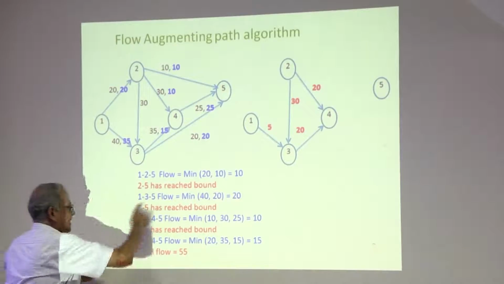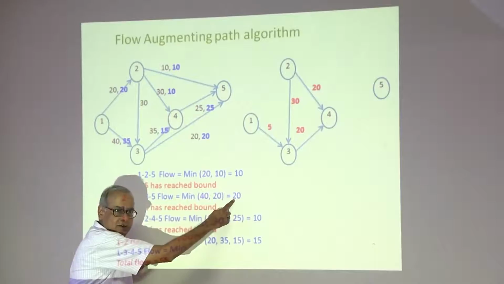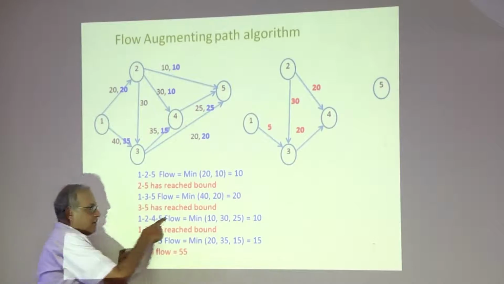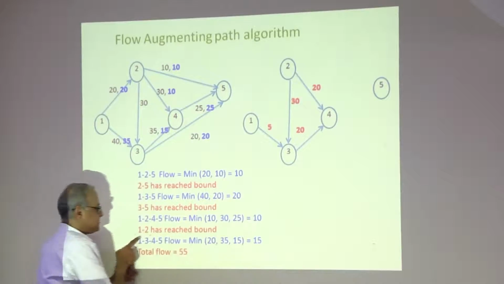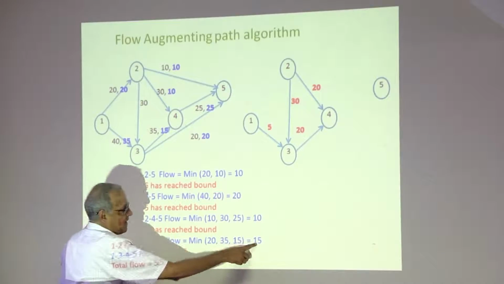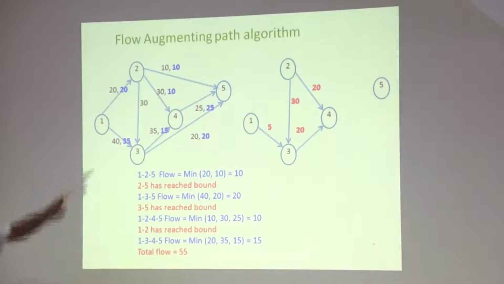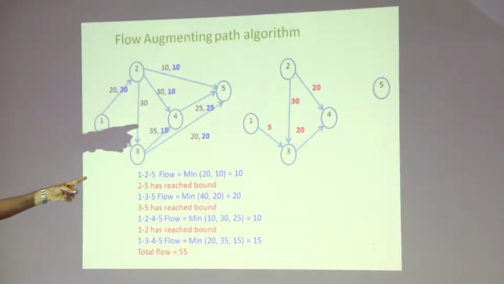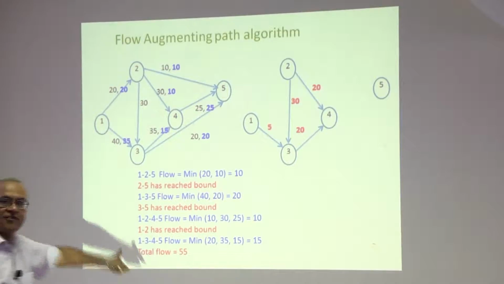So now I do 1, 3, 5. I add another 20. 1, 2, 4, 5. I add a 10. 1, 3, 4, 5. I add a 15. Now this is how my residual graph looks after I update. Now can I augment? Can I find a path? No? But now I have got the 55 that you know.